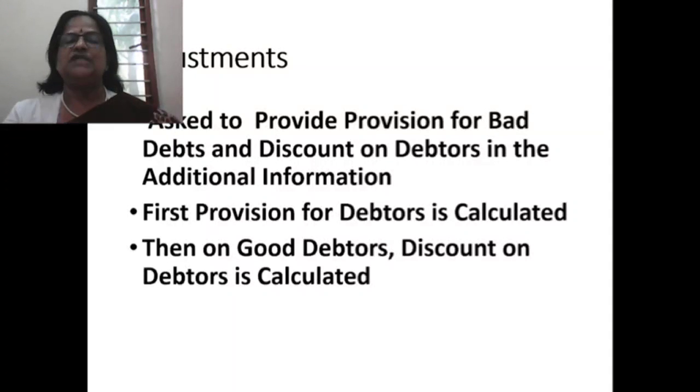So both information is given in the additional information. You have to remember another thing. First, which one will you adjust? Always remember, first provision for bad debts is calculated, because I told you earlier also, discount on debtors is calculated on good debtors. So after providing provision for debtors mentioned in the additional information, subtract the value from debtors, then you will get good debtors. And on good debtors, calculate discount on debtors.